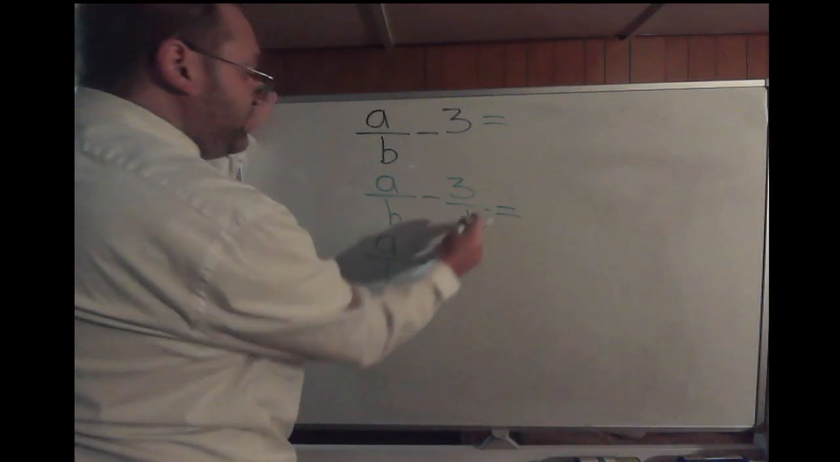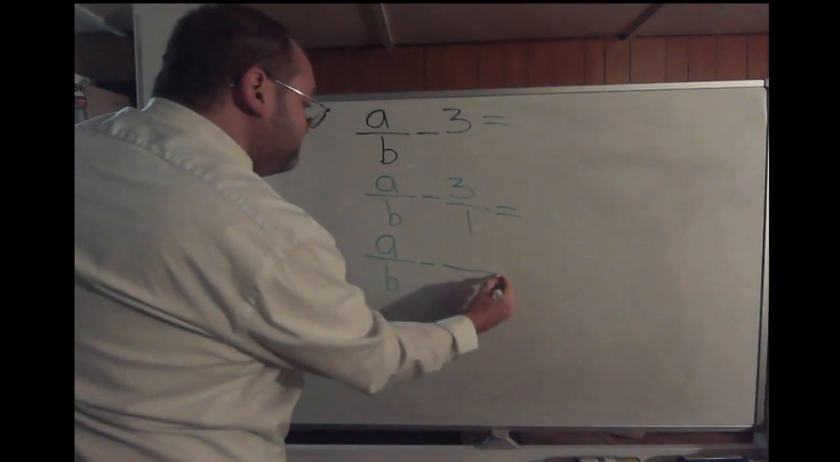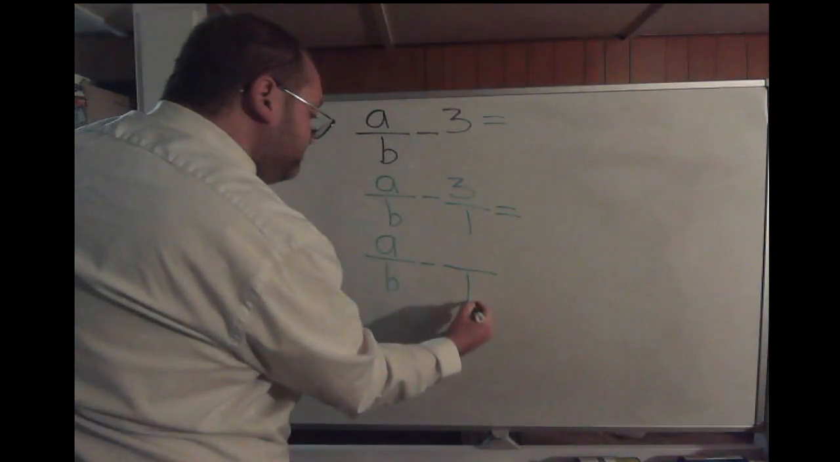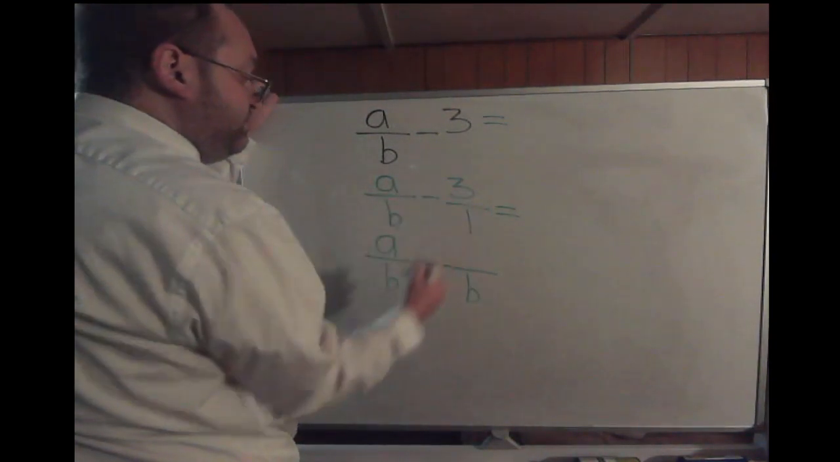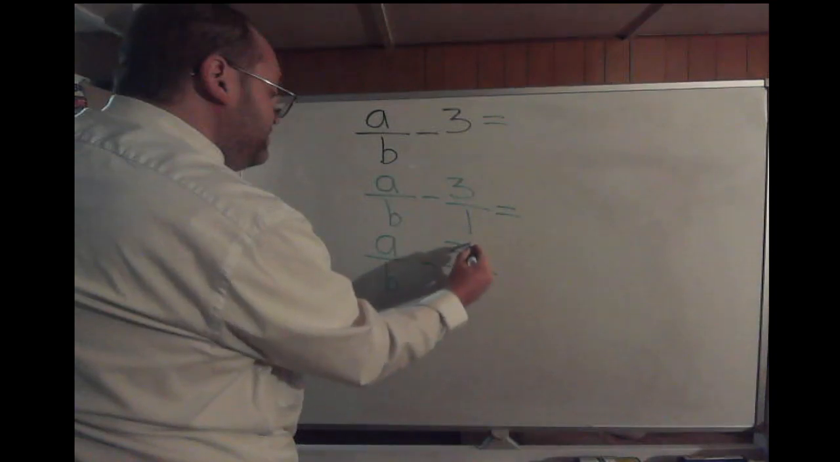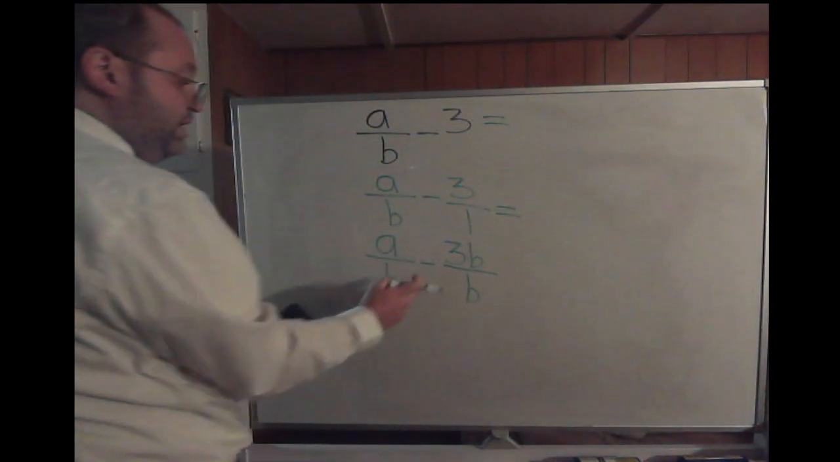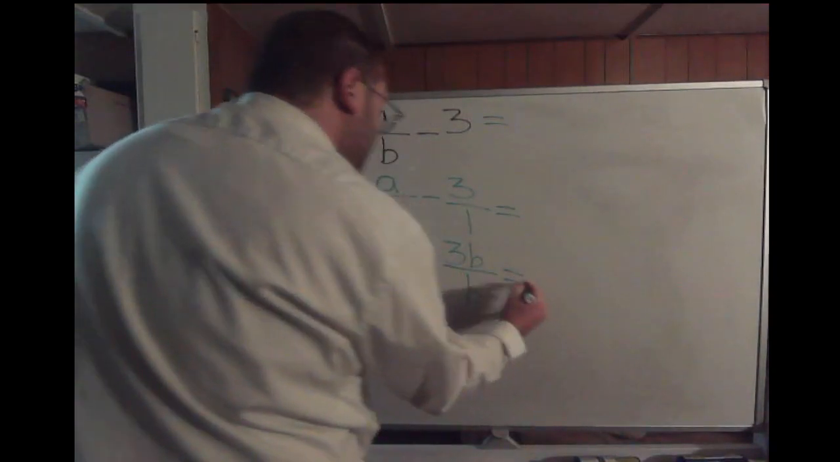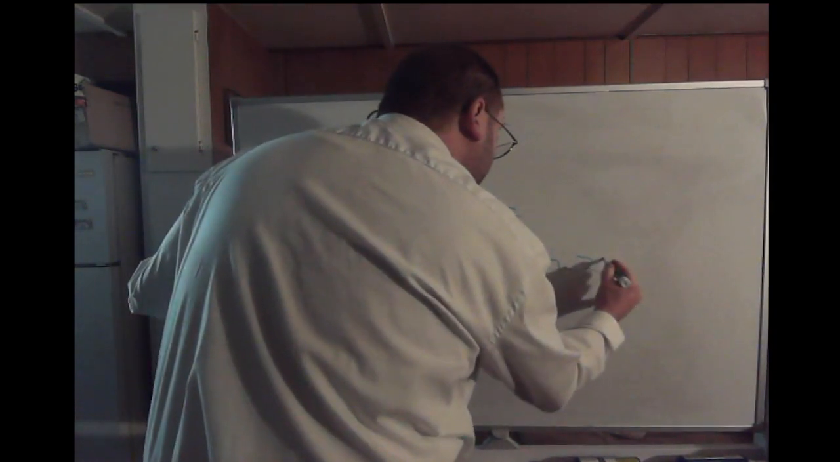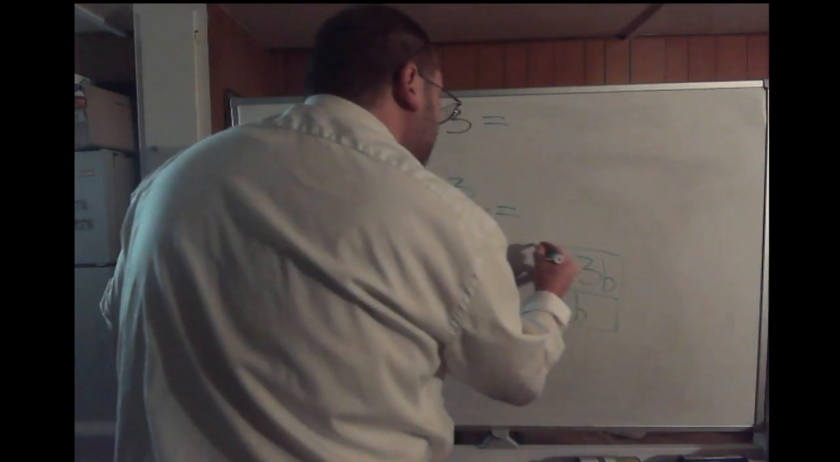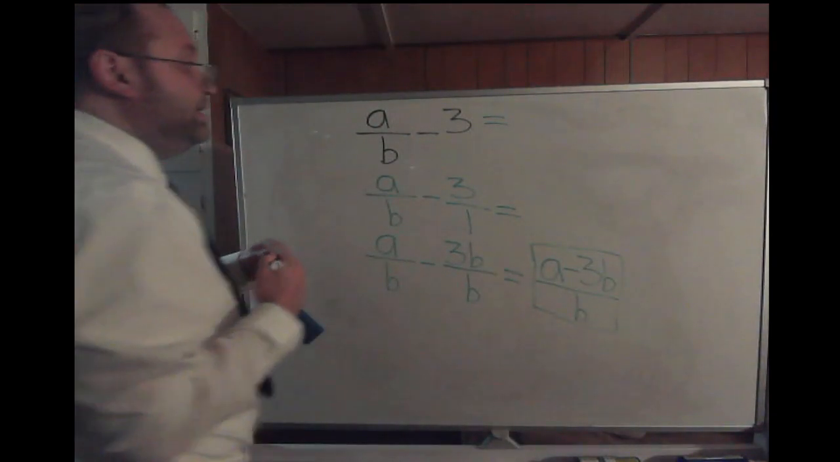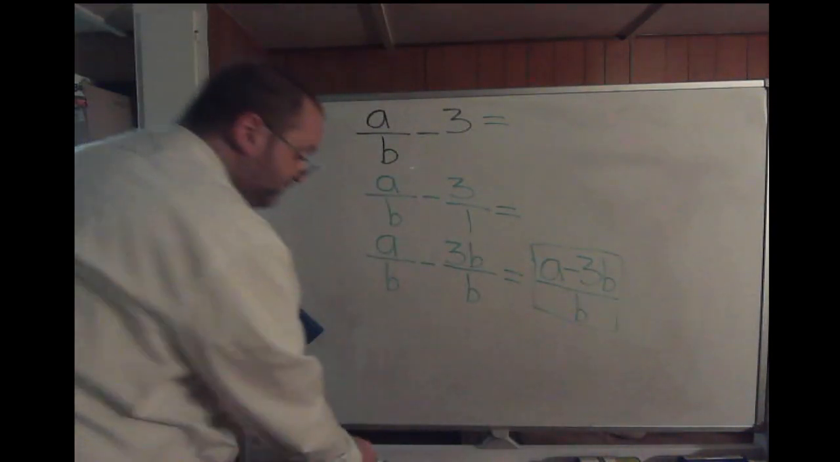But in order to convert that 1 into a b, we have to multiply by b, which would give you b. But we have to do it to the numerator of 3. That would give you 3b. Now we have the same denominator of b. We can go ahead and do the subtraction. a minus 3b, well, it is just that. a minus 3b all over b. And that would be your answer, a minus 3b all over b.